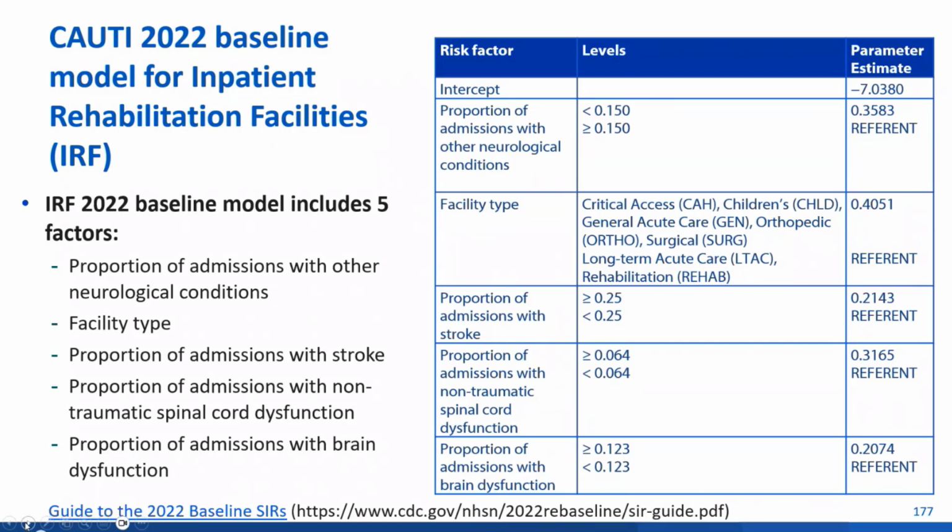This slide presents the model for inpatient rehabilitation facilities, or IRFs. And in this model, there are five factors in addition to the intercept. And these factors are the proportion of admissions with other neurological conditions, facility type, proportion of admissions with stroke, proportion of admissions with non-traumatic spinal cord dysfunction, and proportion of admissions with brain dysfunction. That's the four models. And as a reminder, these parameter estimates are all available on our website. And of course, we'll share the links again later in the presentation. Next slide, please.